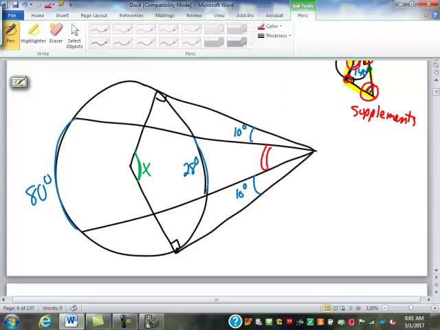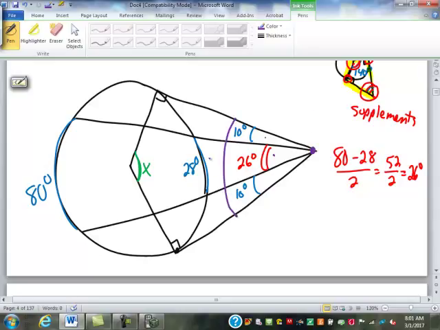Perfect. So, yeah, we'd be looking for this angle here, which would be 80 minus 28 divided by 2, right? So that's 52 divided by 2, which is 26 degrees. So what's that tell us? These angles are adjacent. They have the same vertex and they're sharing common sides. So I can add them together. This is 46 degrees. 26 plus 10 plus 10. This here has to be, remember, supplement. 180 minus 46 is 134.